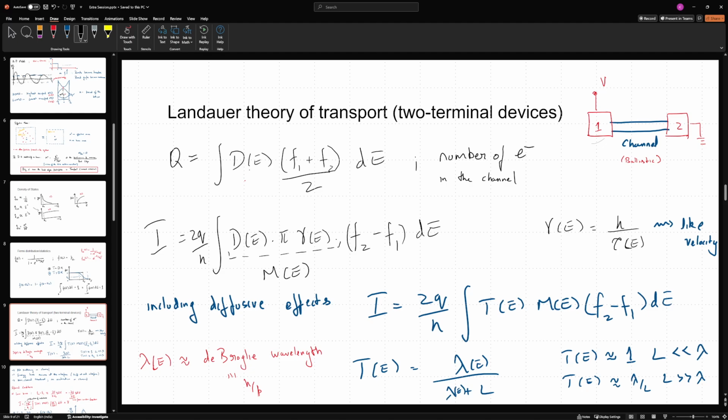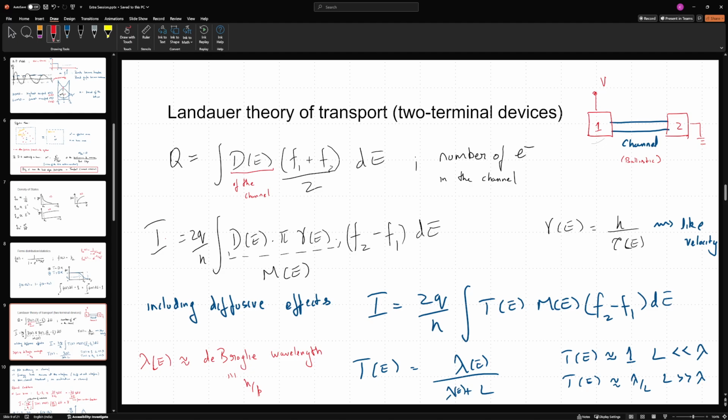So that is the density of states of the channel. Again, most if not all of you already know it, but I'm just mentioning it to be completely clear. And F1 and F2 are the Fermi distributions in the two electrodes. So both the properties are combining here. So this is the charge stored.